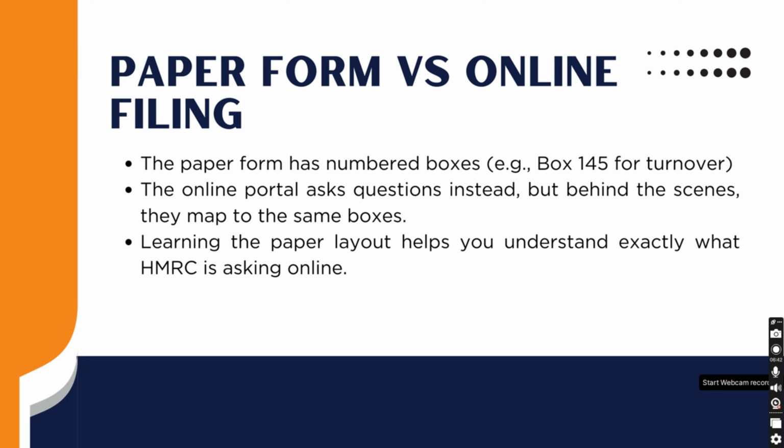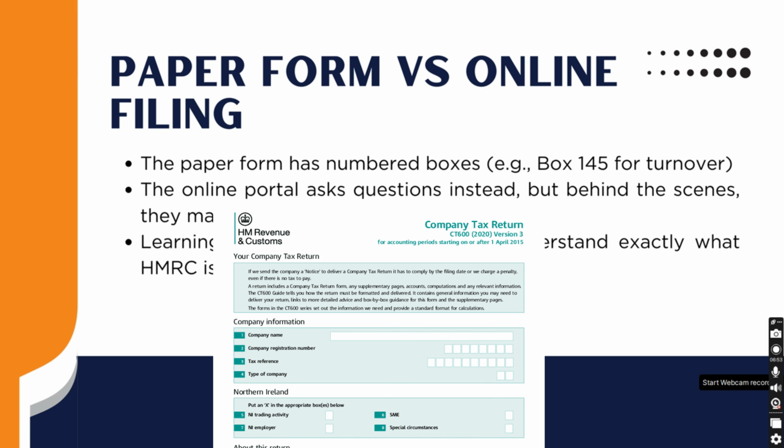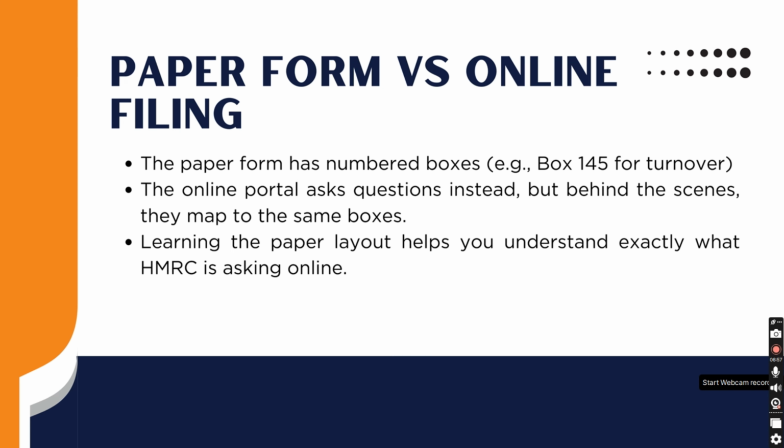Here is the difference between paper form versus online filing. The paper form has numbered boxes, for example box 145 for turnover, and the online portal asks questions instead, but behind the scenes they map to the same boxes. Learning the paper layout helps you understand exactly what HMRC is asking online.